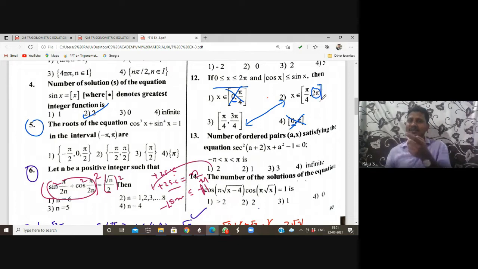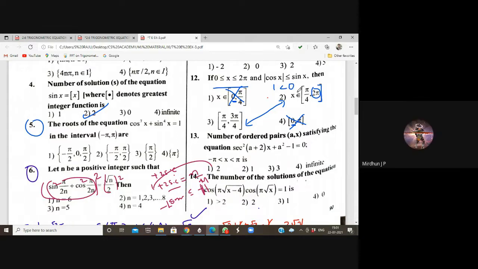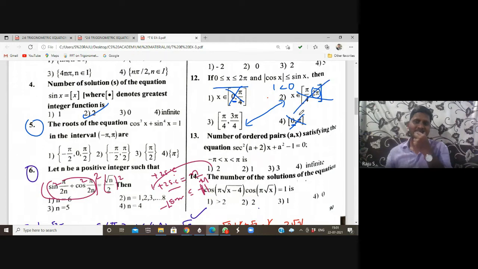As you said, it is a closed interval. What about 2 pi here? Cos is 1. What is sin 2 pi? 0. Is it possible again? No, sir. So can I cancel the third option? That's all. Understood?